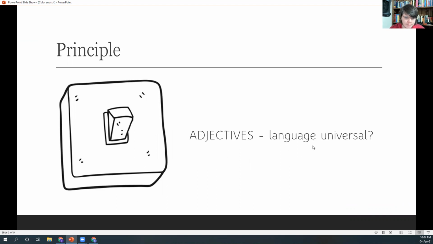Now, what do we mean by a language universal? It means all languages around the world have this aspect, have this feature. For example, it would be very strange to find a language which had no adjectives at all. So when we are born, our innate knowledge of language tells us that languages have adjectives.